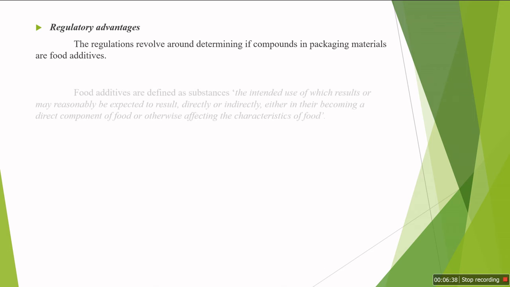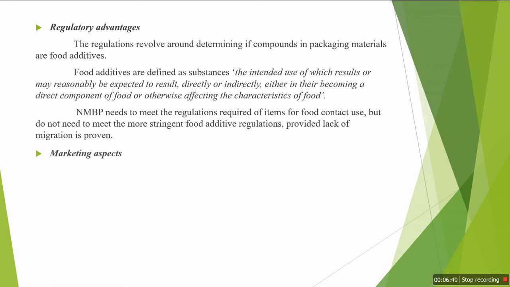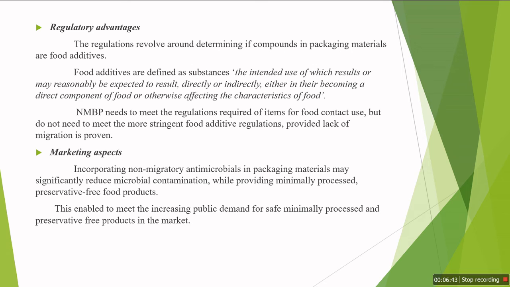In the regulatory advantages, the regulations revolve around determining if food compounds in packaging materials are food additives. Food additives are defined as substances the intended use of which results or may reasonably be expected to result directly or indirectly either in their becoming a direct component of food or otherwise affecting the characteristics of food. An NMBP needs to meet the regulations required of items for food contact use but does not need to meet the more stringent food additive regulations, provided lack of migration is proven.